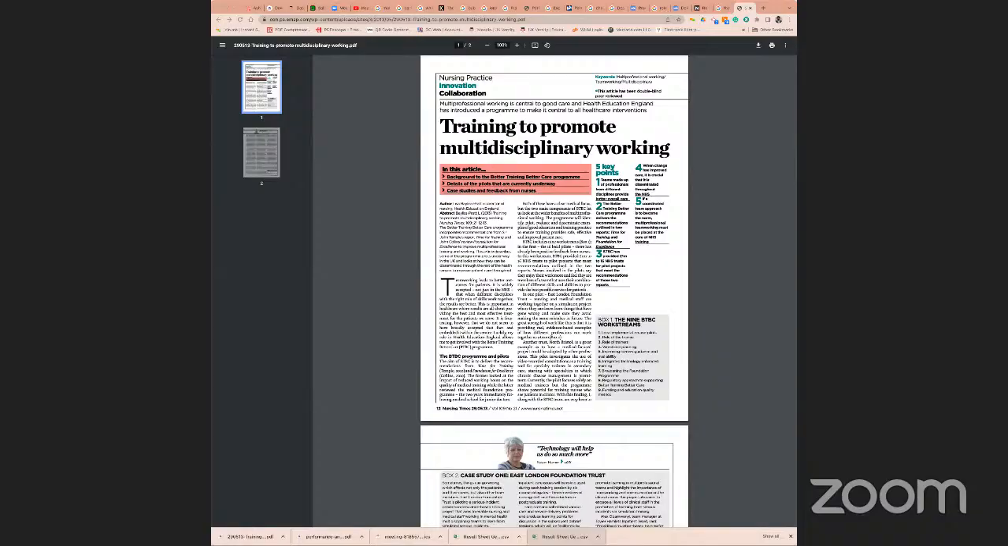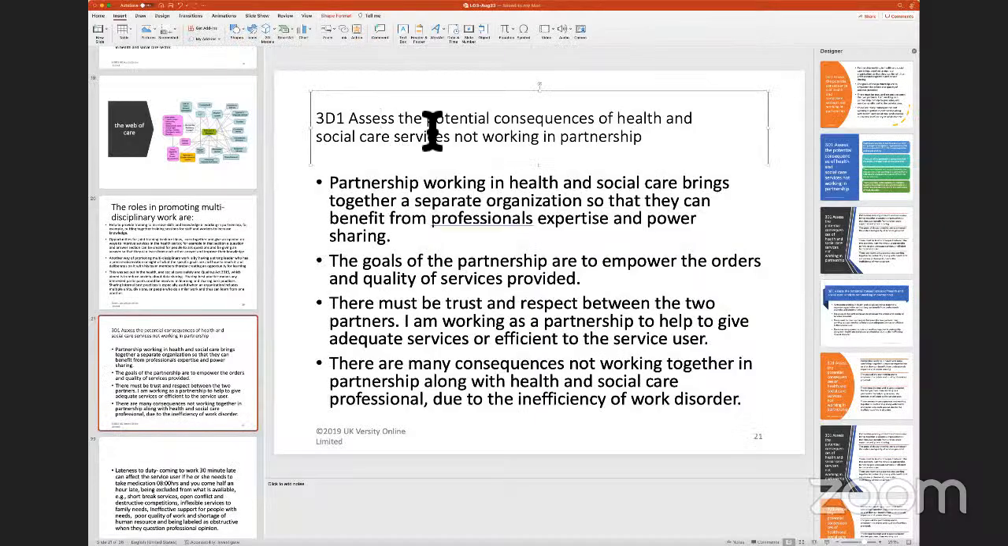Now, taking you back to the slide to discuss the last part, which is primarily looking at the distinction criteria. Here we are looking at understanding the potential consequences of partnership not working in the health and social care sector. So far in the learning outcome we've understood the benefits and some of the advantages of seeing partnership work within this sector. But what happens if the partnership does not work? What happens if there is no partnership?